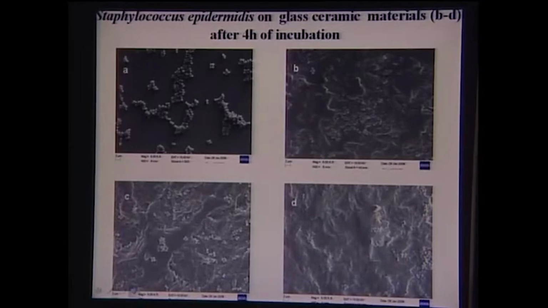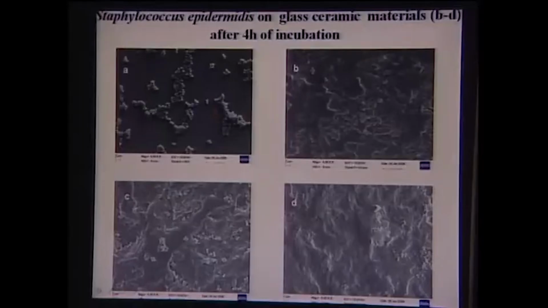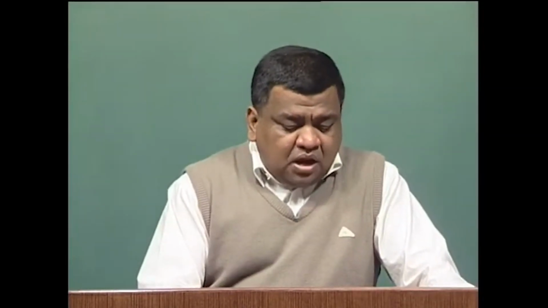We have done antimicrobial property evaluation for these glass ceramics using Staphylococcus epidermidis, which is a gram positive bacteria. After 4 hours of incubation, you can see large colony formation on the control sample. This colony formation is still observed in M1 samples. In M2 samples it is largely reduced, and in M3 we do not see much of this CFU, the colony forming unit, on the material surface.